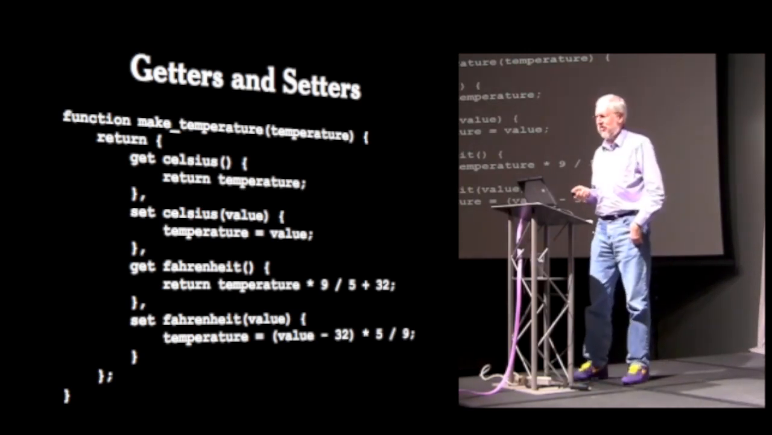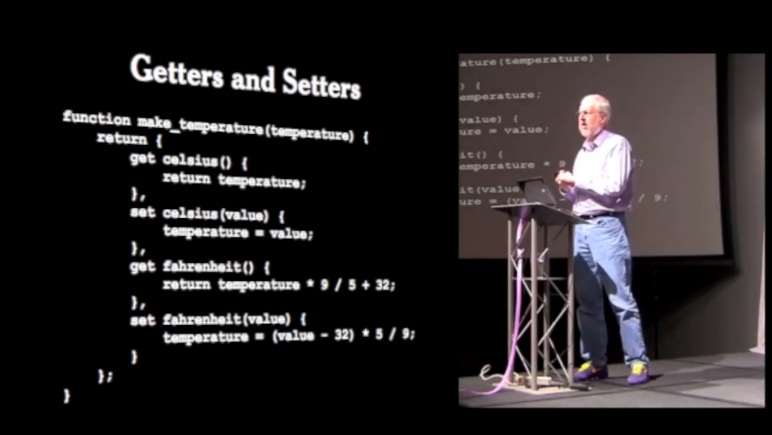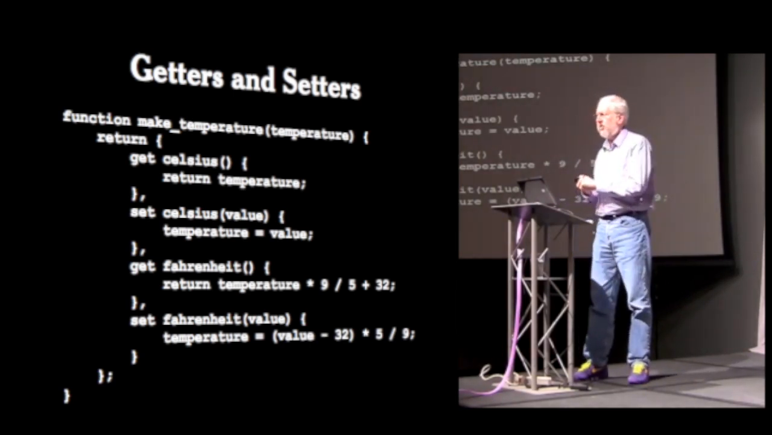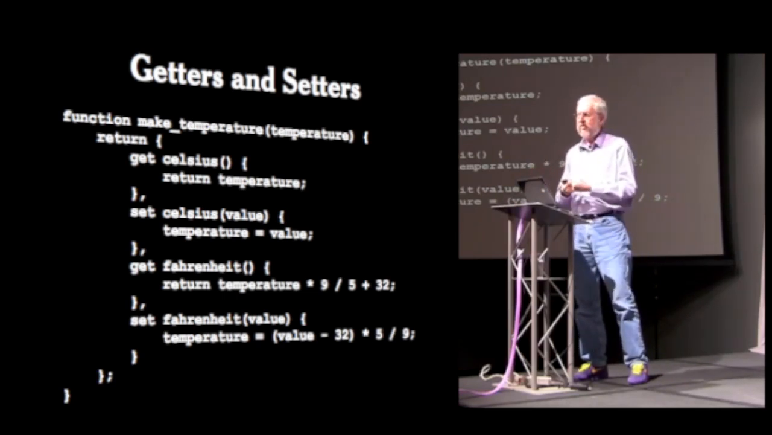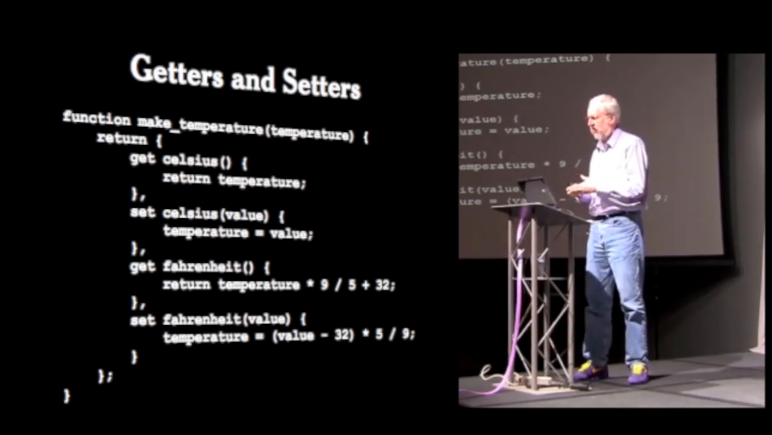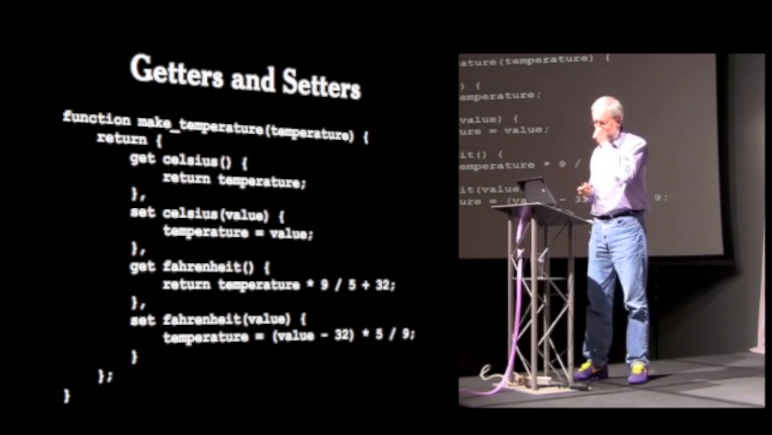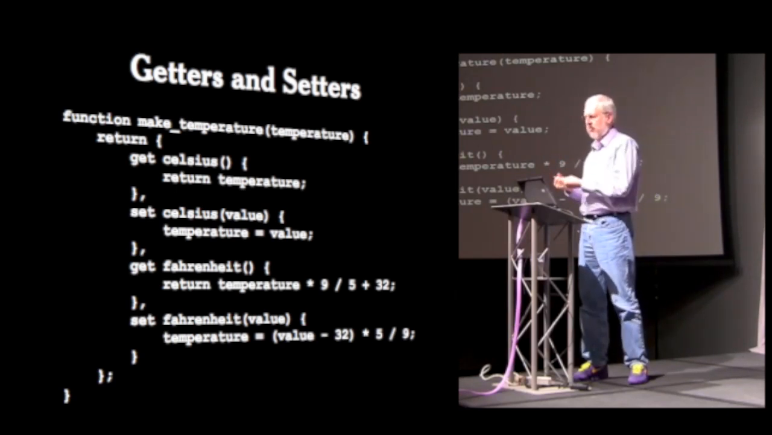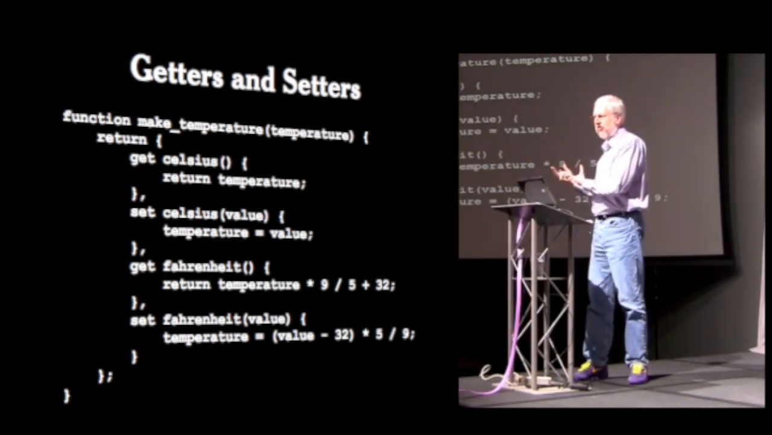We have getters and setters in the language now. So getters and setters define special properties. We call them accessor properties, which instead of setting and retrieving a value, will call functions. And those functions can do whatever you want them to do. Generally, they'll set and obtain values. So here I've got a temperature constructor, and it has two properties, Celsius and Fahrenheit, and you can set one and retrieve values from the other, and you'll always get the right values. So it does conversions for you automatically.